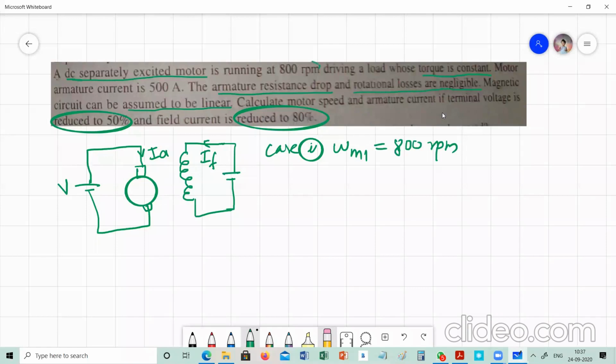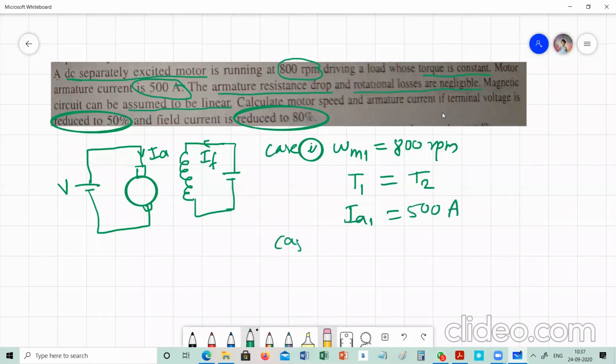It is given here, and it is driving a load whose torque is constant. Means what? T1 is equal to T2. Also they are given the armature current is 500 ampere. Means IA1 is equal to 500 ampere.